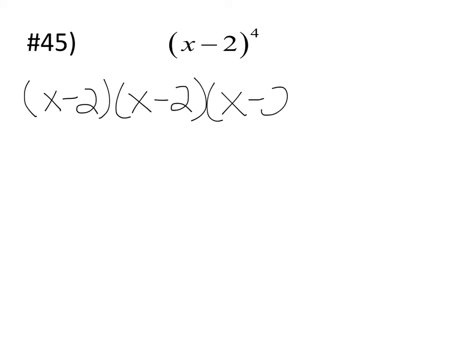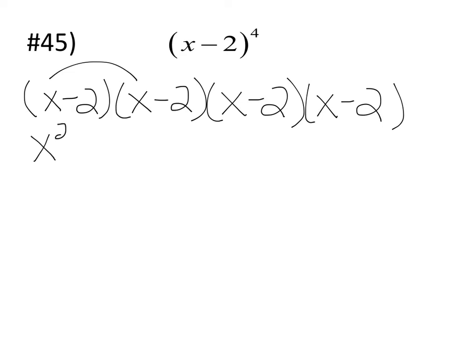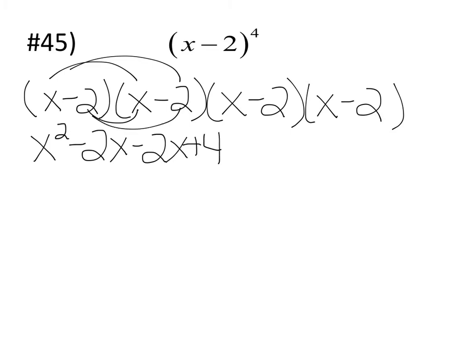Okay? And then you have x minus 2 to the fourth, which is x minus 2 times x minus 2 times x minus 2 times x minus 2. So 4 times. Okay? So first we're going to multiply the first two, x minus 2 times x minus 2. So that's x squared minus 2x minus 2x plus 4. So that gives us x squared minus 4x plus 4.